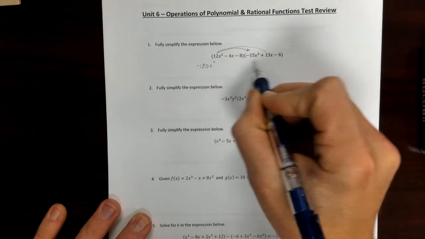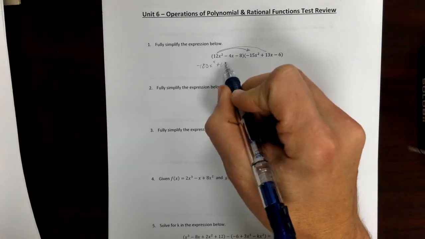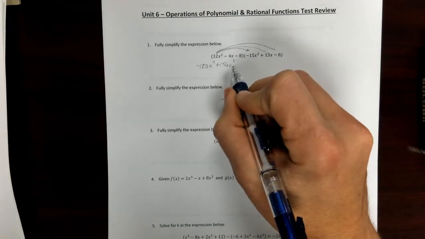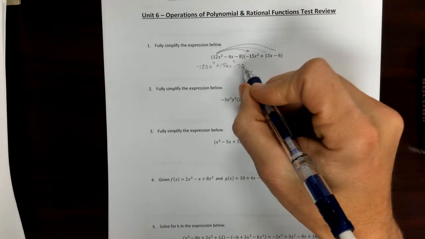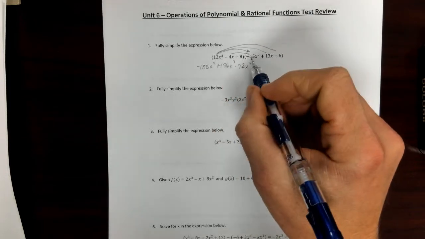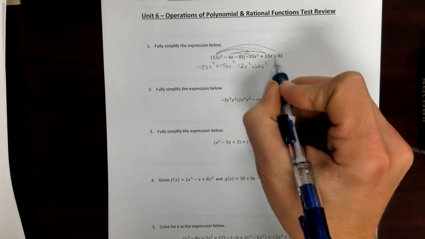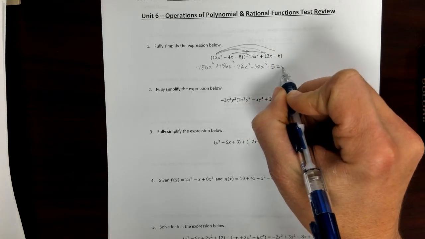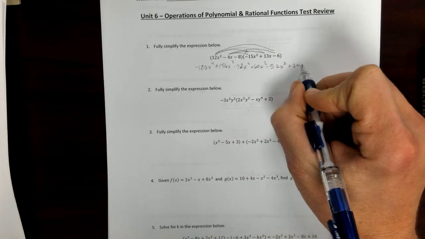Go to the second term. We've got 12x squared times 13x is going to give me 156x cubed. We go to the last term. 12x times a negative 6 is going to be a negative 72x squared. Now we're going with our second term, so negative 4x times the negative 15x squared is going to give me a positive 60x to the third. Negative 4x times the positive 13x is going to give me a negative 52x squared. And then the last term is going to give me a positive 24x.